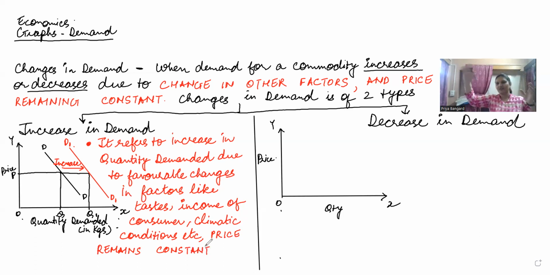So rightward shift in the demand curve. Not up and down on one demand curve; the whole curve has lifted and moved to the right. Rightward shift in the demand curve is known as increase in demand. Price remains constant, other factors change.